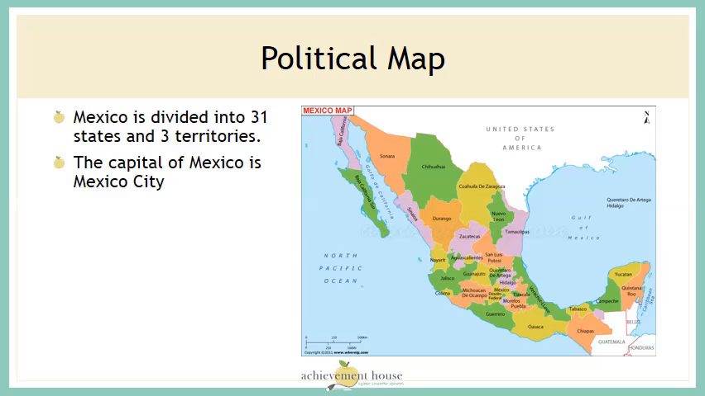Now that we've learned about the physical geography and climate in Mexico, let's take a look at the political map. Mexico is divided into 31 states and 3 territories. The capital of Mexico is Mexico City.